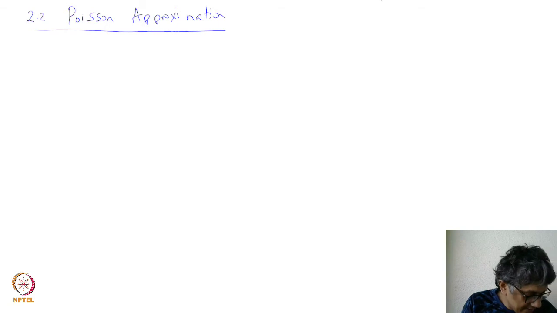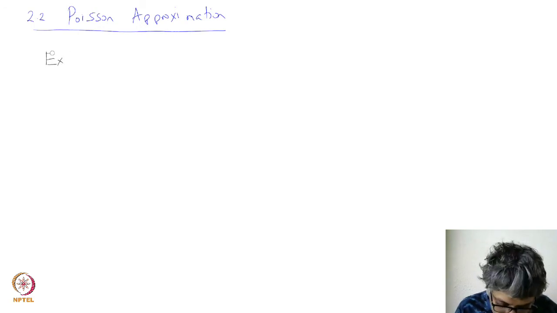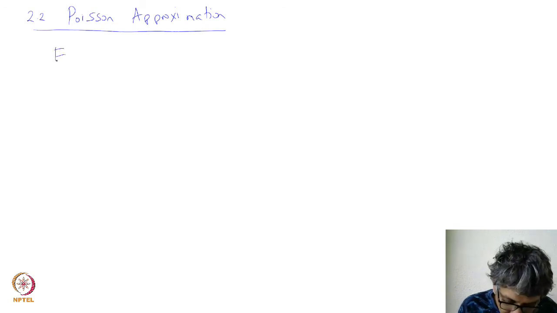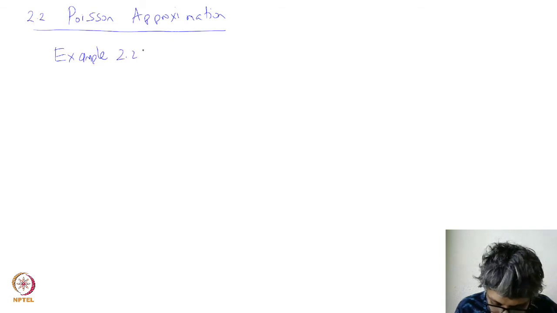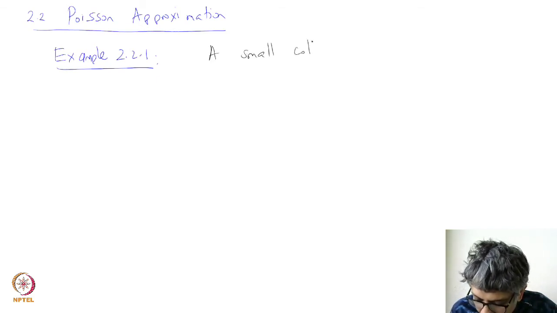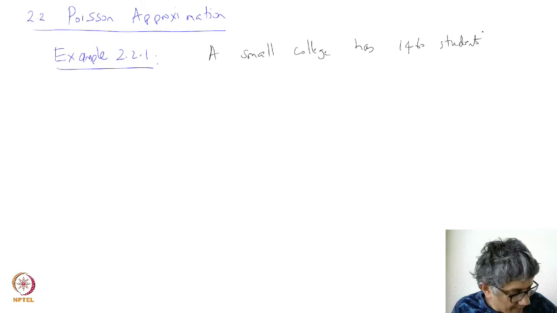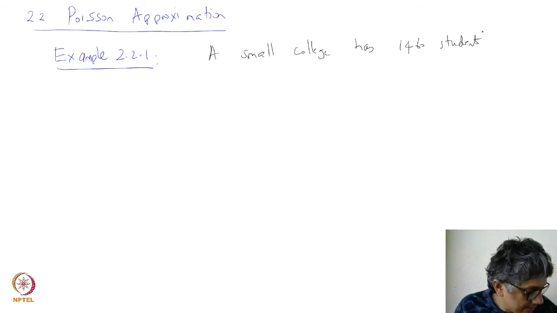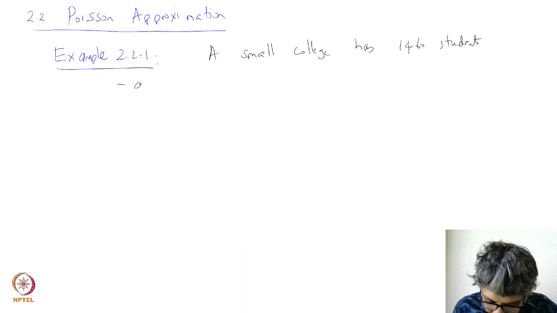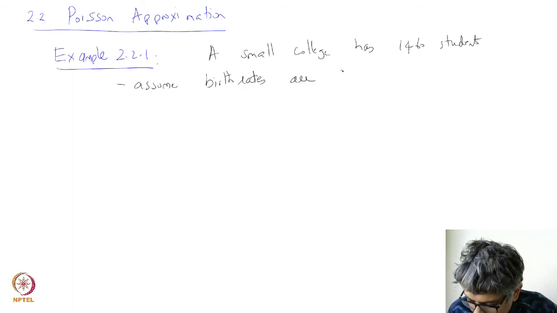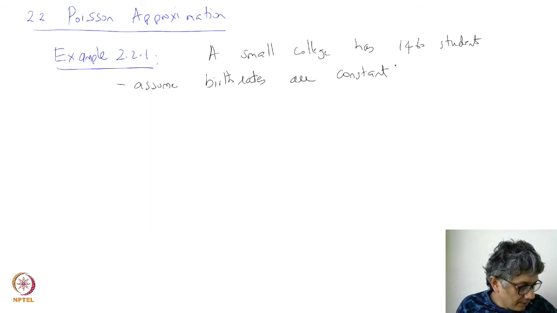So the idea is, let's do a simple example. Let me write the examples in blue like before. This example, let's say 2.2.1, I've put in the book. So let's say you're in a small college, a small institution that has 1,460 students. And let's assume that birth rates are constant throughout the year.